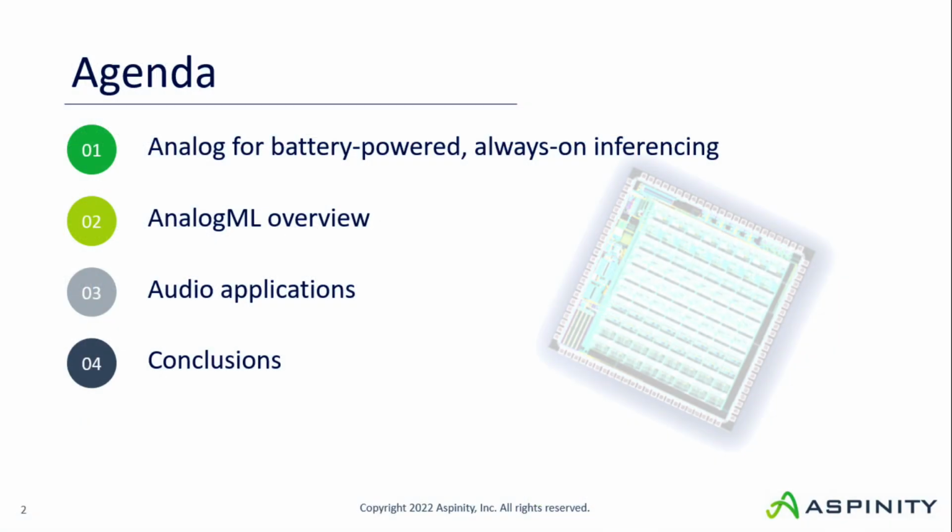So we're going to start out by going through why we want to look to analog processing for significant power consumption wins. It is particularly important for battery-powered applications that are always on and always sensing. Then we'll go through a quick overview of our AnalogML technology and see how we can do machine learning completely in the analog domain. And lastly, we'll get to a couple of different audio applications just to demonstrate the operation and performance of these types of systems.